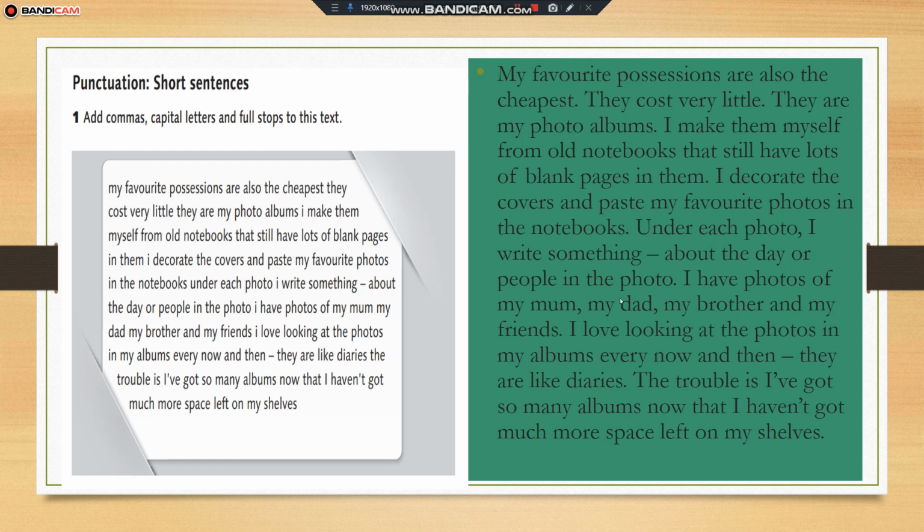Okay guys, here for example, capital I. Here I have photos of my mom, comma, my dad, comma, my brother and my friends. Full stop. A common mistake among students is that they write: I have photos of my mom and my dad and my brother and my friends.